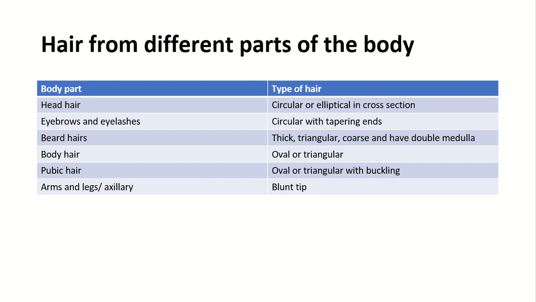Now hair from different parts of the body. Head hair is circular or elliptical in cross section. Eyebrow and eyelashes are circular with tapering ends. Beard hair is thick, triangular, coarse and has double medulla. Body hair is oval or triangular. Pubic hair is oval or triangular with buckling. Arms and legs have blunt tip hair.